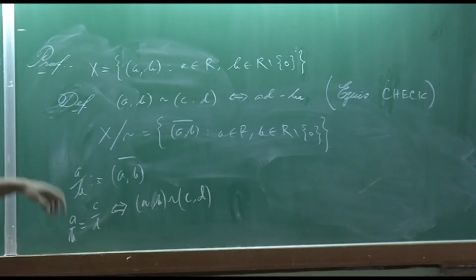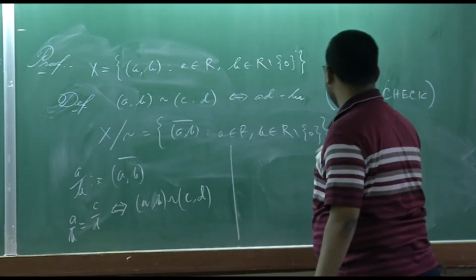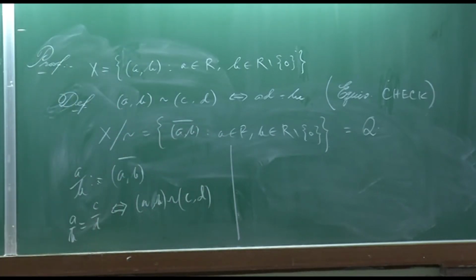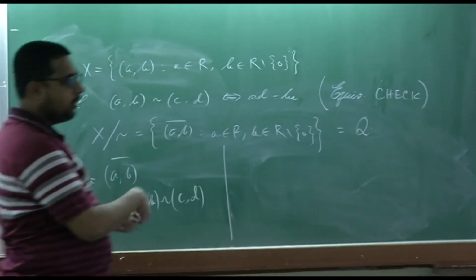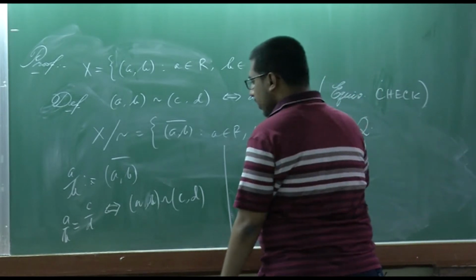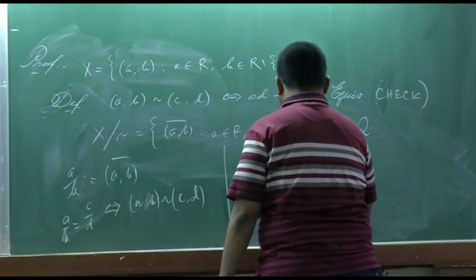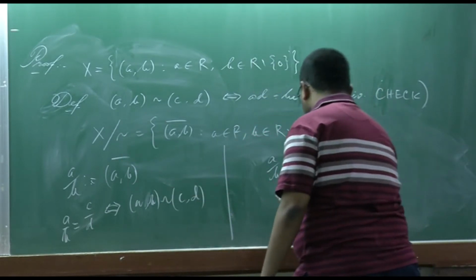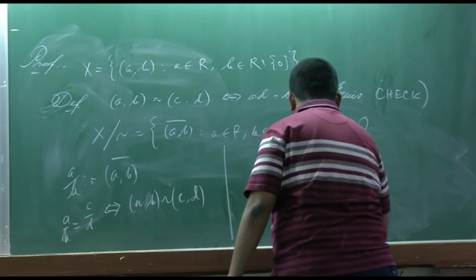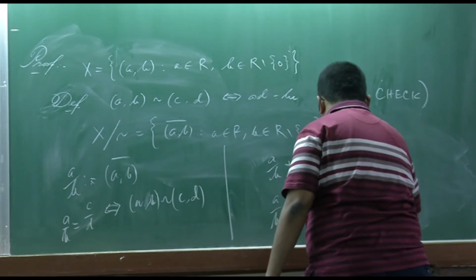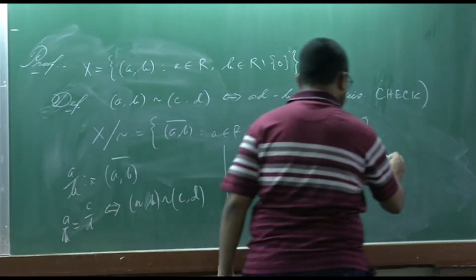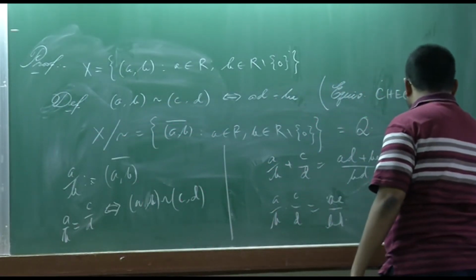Now we let Q be this set, and on Q we are going to define an addition and multiplication. This is defined in a very natural manner, the way you multiply rational numbers. We define A by B plus C by D as AD plus BC by BD. Similarly, A by B times C by D we simply define as AC by BD. Remember that all these are equivalence classes. I leave you to check that these are well defined.